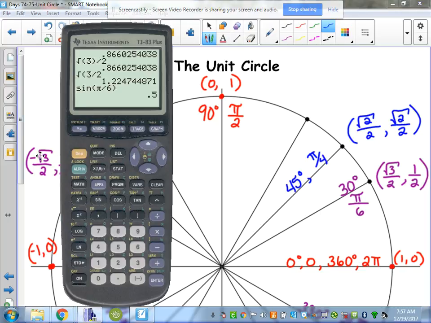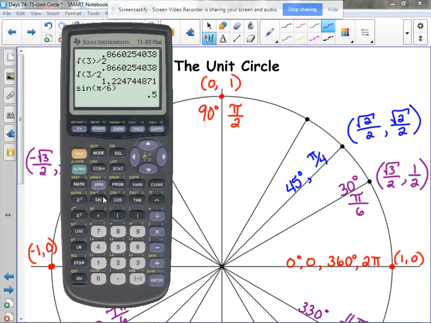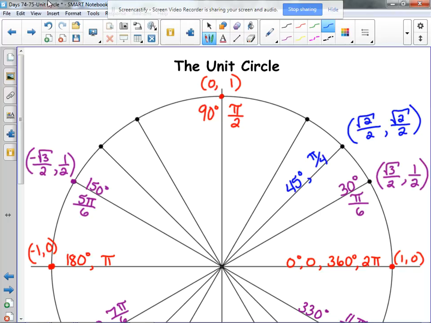Again, if I were to type that into my calculator, let me put it in degree mode to show you that it doesn't matter, just so that we're in the correct mode. So the cosine of 45 is 0.707 approximately. So if I type in the square root of 2 divided by 2, guess what it is? 0.707.